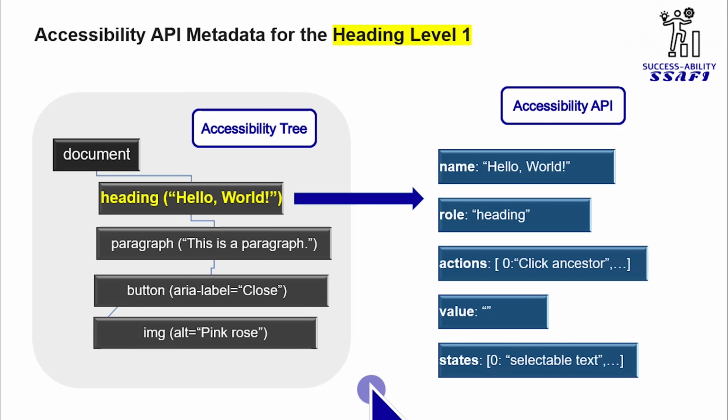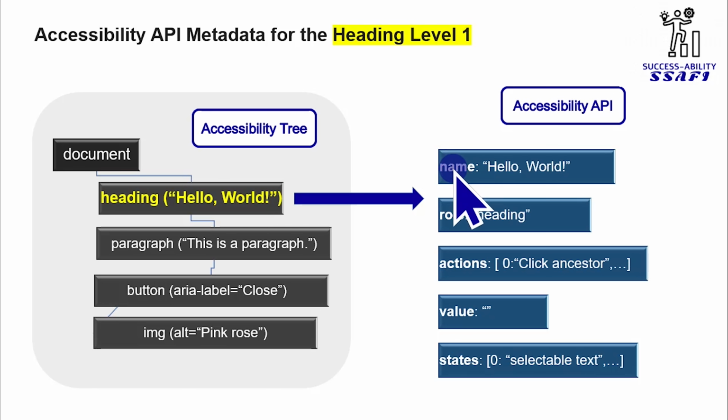All right. So the accessibility tree that we reviewed had a heading with the text content of hello world. And as you do recall, the accessibility tree only contains information that is relevant and essential to assistive technologies. Okay, so when we're talking about the accessibility API, we want to only focus on the heading level 1 and see what type of metadata is getting conveyed. So remember, we went through name, role, actions, values, and states. These are some of the attributes that the Accessibility API presents.